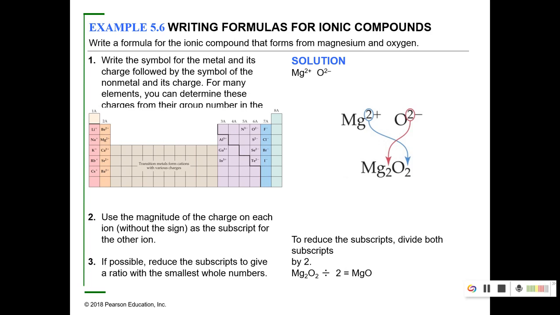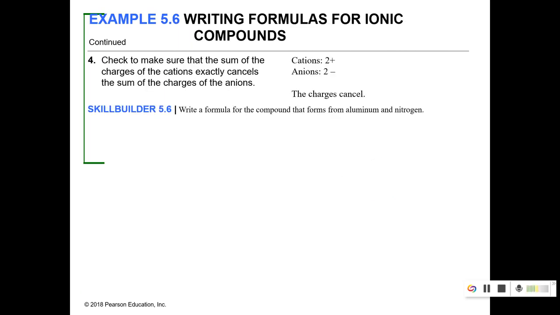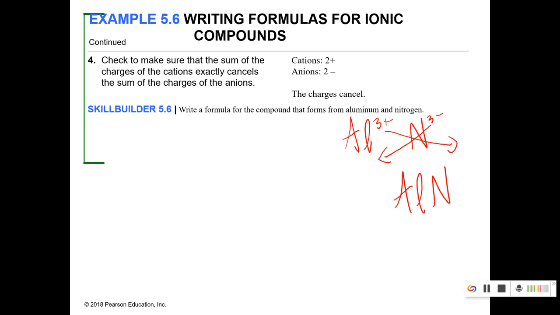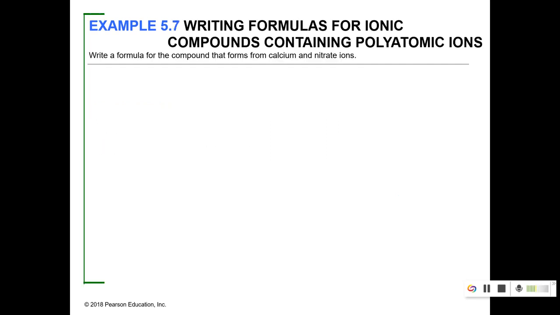Magnesium and oxygen. So they do get Mg2O2, but remember to reduce if possible. So if they're the same, they just become 1s at the bottom because the numbers are going to disappear. It's like 2 divided by 2 is still 1. It's the same thing here. Now one more, aluminum and nitrogen. I've got Al 3 plus and N 3 minus. We cross them, and I get rid of my 3, so it's just AlN. That's the reducing if necessary part, or if you can.